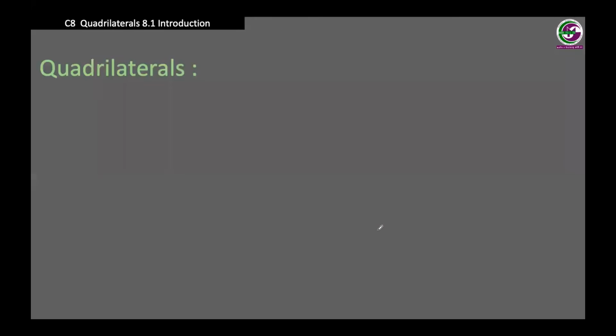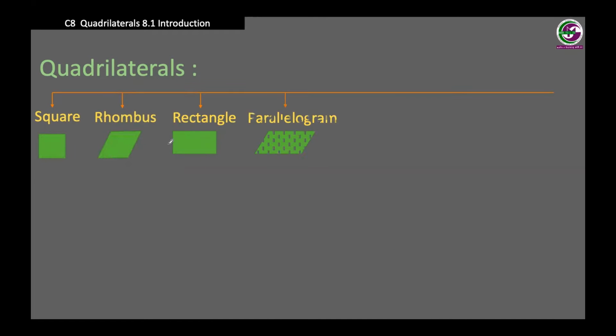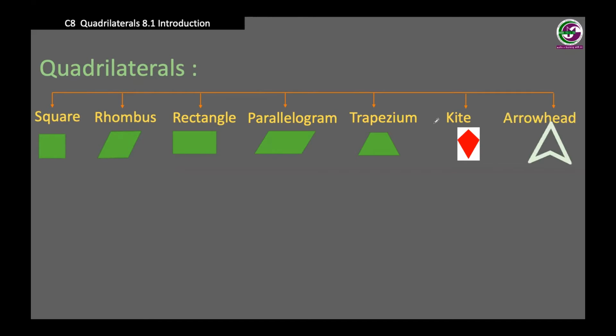Moving on to more details about our lesson, which is about quadrilaterals. Let us consider quadrilateral as a big family, and the family name is quadrilaterals. In this family, there are 7 children. First child's name is square. Second child is a rhombus, then a rectangle, parallelogram, trapezium, kite. These are 6 children, which are included in your syllabus. And there is one more which is internationally used, that is arrowhead.